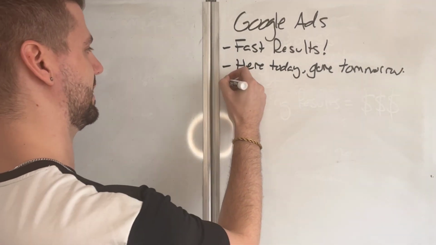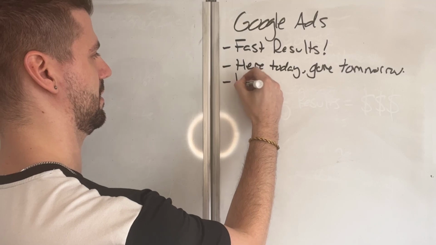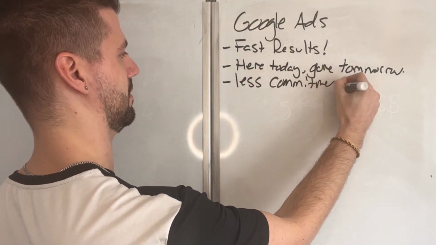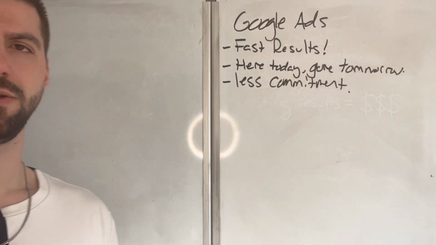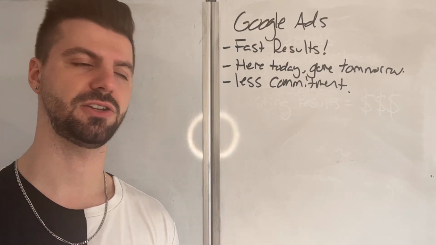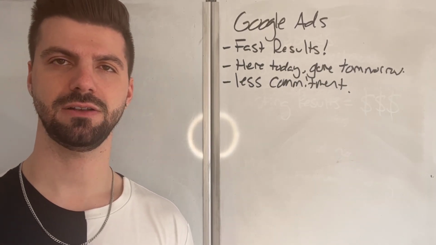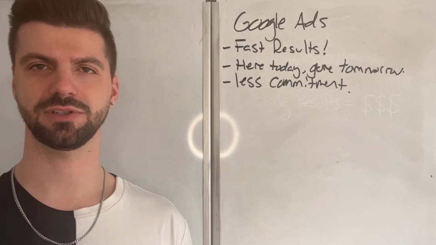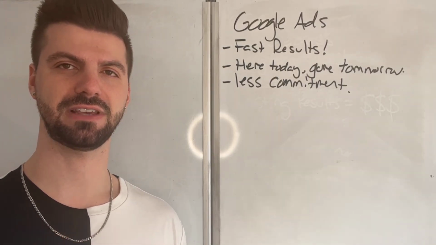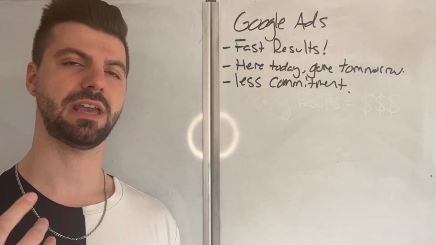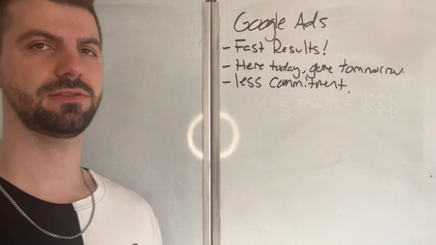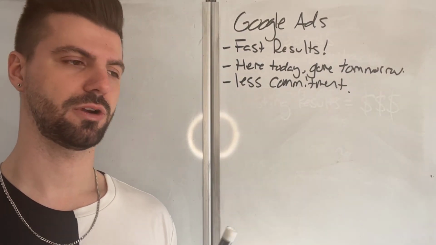Another thing with Google Ads that we were talking about with the trust thing with SEO is that Google Ads requires less commitment because the results are so fast. That means you could do a 2 to 3 month campaign, test it out, see what the results are, and have a pretty good idea of whether or not it was an effective campaign, right? Whereas with SEO, that's not the case. And so there's a lot less commitment involved with Google Ads because we're there instantly.